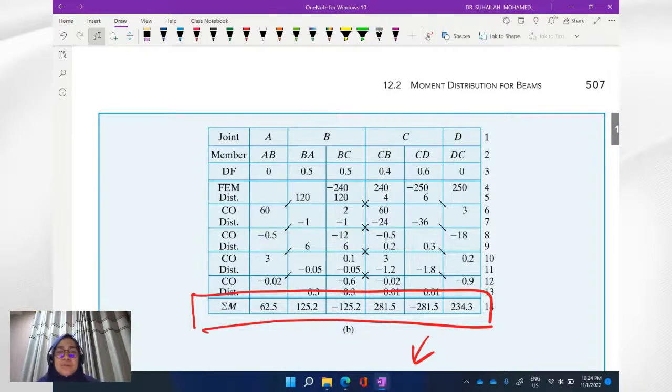So this is the introduction to beam analysis using the moment distribution method. I hope you will take some time to watch my previous video regarding this topic, and hope you will understand.